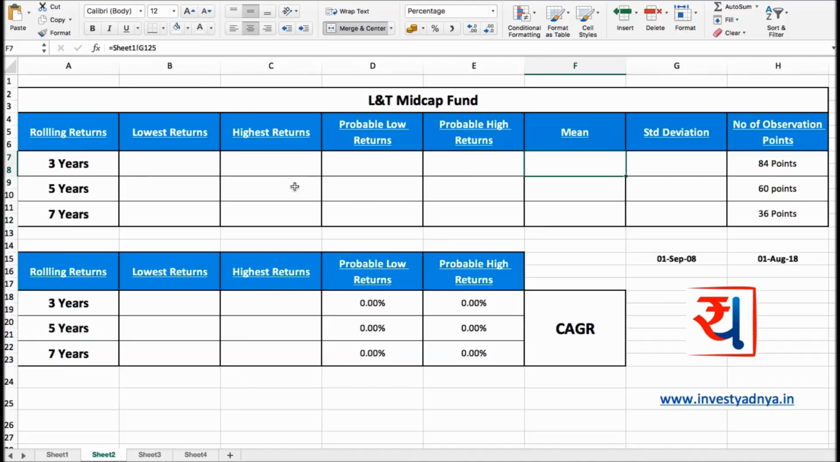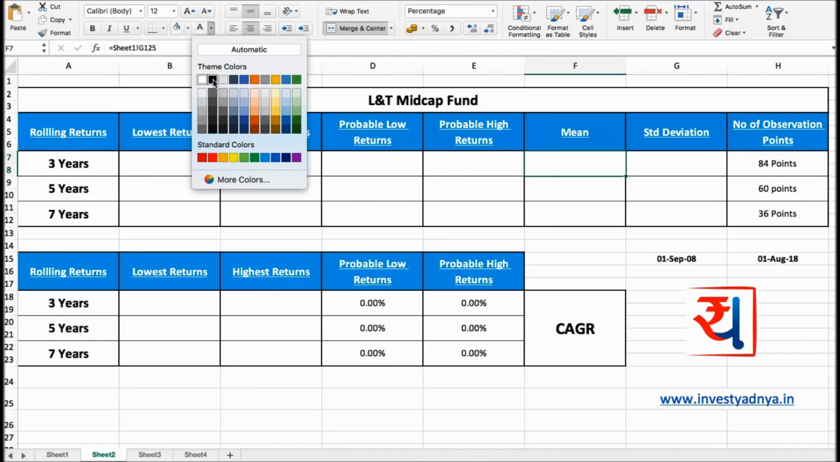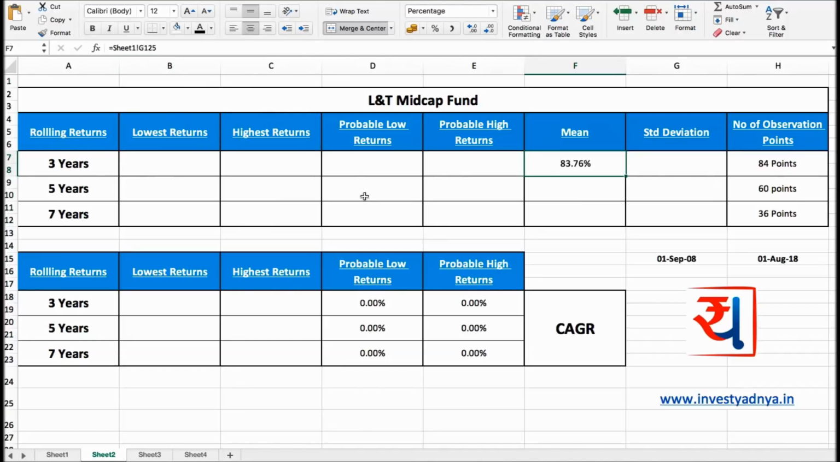What is the mean value of 3-year rolling returns? The mean value is 83.76% and the standard deviation value is 54.71%. To calculate probable low returns, mean minus standard deviation, 29.05% could be the probable low returns L&T Midcap Fund could give us over the period of next 3 years. And probable high returns could be mean plus standard deviation. The returns could be 138.47%.